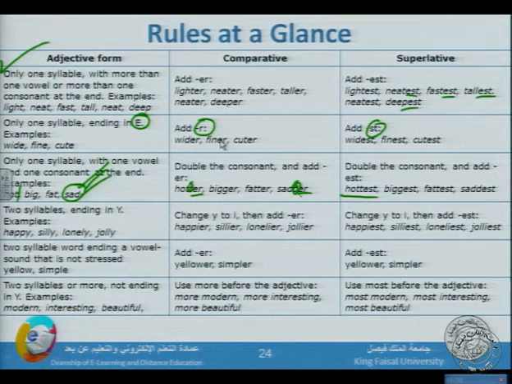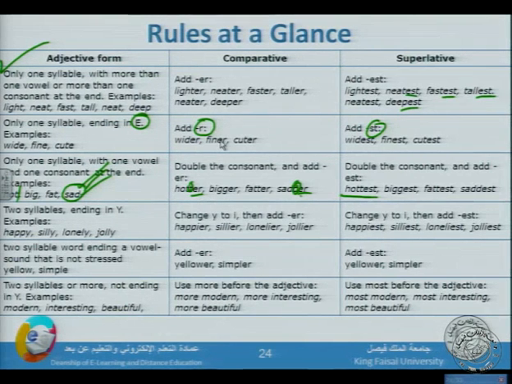أيضا تحدثنا عن two syllables ending in Y، مثل happy، it becomes happier. Good, now we change the Y into I and we add ER. This is for the comparative, and we add EST after the I, after we change Y into I, in the superlative form. أيضا تحدثنا عن two-syllable word ending in a vowel sound that is not stressed، مثل yellow and simple.